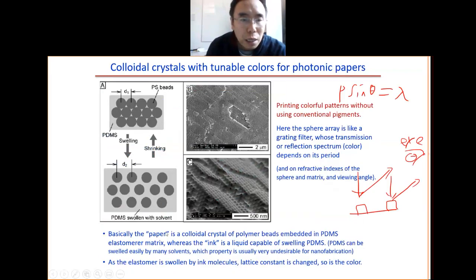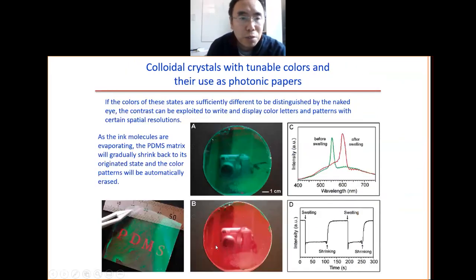But this one can be used as a paper. So what do you use? The ink is the solvent. You have solvent and the ink. So when you write on the paper, the solvent will swell the paper, so it becomes red color here. In the other area, it's still green. But this one will not last very long. You can see after swelling, it comes down to 2 minutes. After 2 minutes, the letter will be gone.